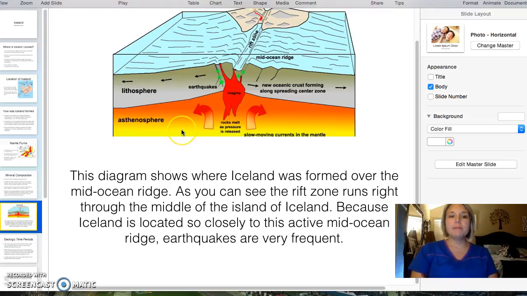This diagram shows another view of the rift zones going right through Iceland. It also shows the lithosphere and the asthenosphere. I think you've actually shown one of these on your PowerPoint, but I thought it was very good. It also shows the magma plume where it would erupt and create the island.